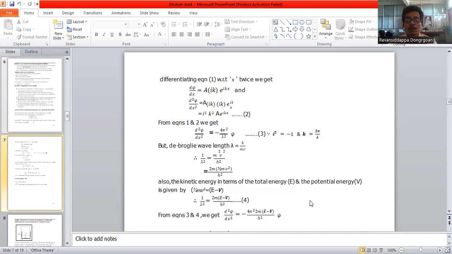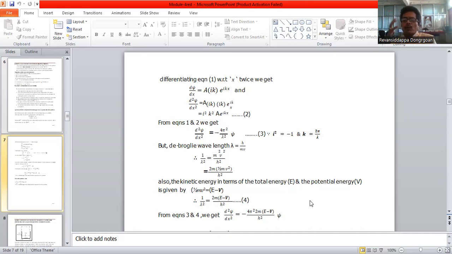How do we get 4 pi square by lambda square? Because the propagation constant k is fundamentally 2 pi by lambda. So k is equal to 2 pi by lambda, and I want to write k square: 2 pi by lambda squared becomes 4 pi square divided by lambda square. Therefore I wrote minus 4 pi square by lambda square into psi. So this is another equation we got from the fundamental solution. This is equation number 3.